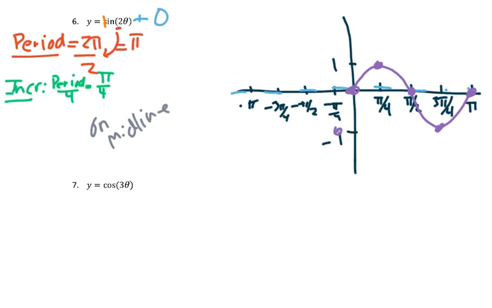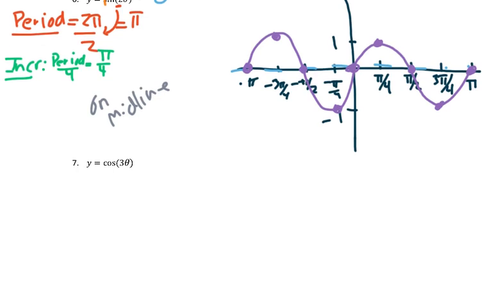All right, and then I'll continue my points into the negative quadrant. Now remember, it's got to make a smooth curve. Repeat the pattern. So 7.